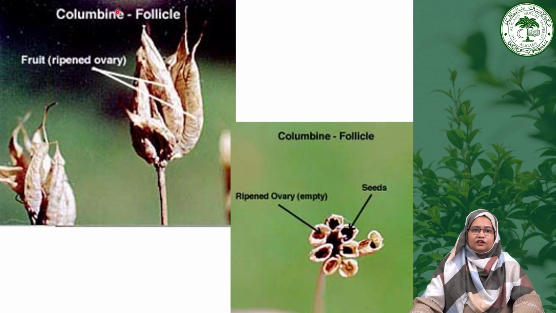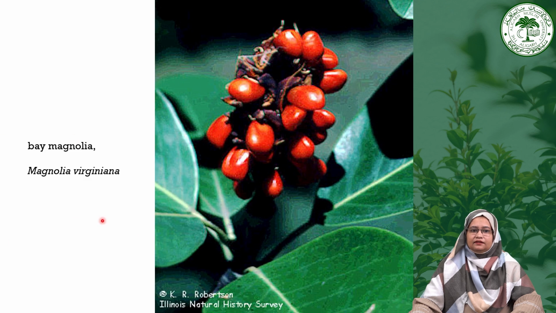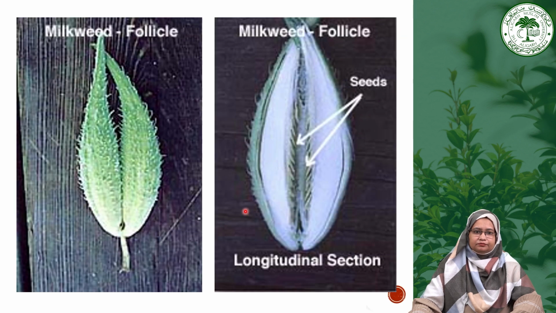As you can see here, the columbine; this one is the follicle type of fruit, which has a ripened ovary. It will dehisce. As you can see, this one is the empty fruit dehisced by only a single slit or suture. And this one is Magnolia virginiana, an example of a follicle fruit. Then milkweed: this one is the longitudinal section showing only one suture in this particular follicle, and these are the minute seeds of the milkweed.